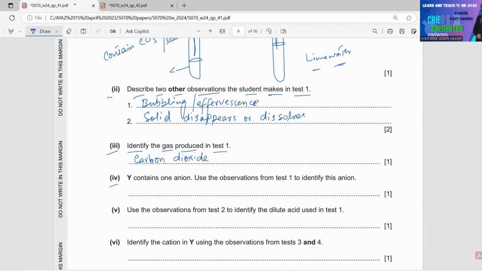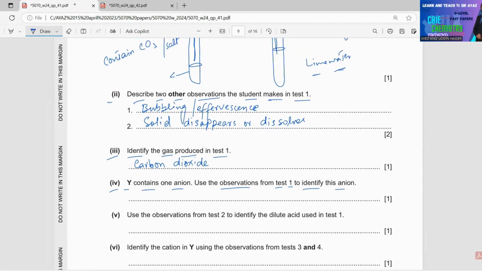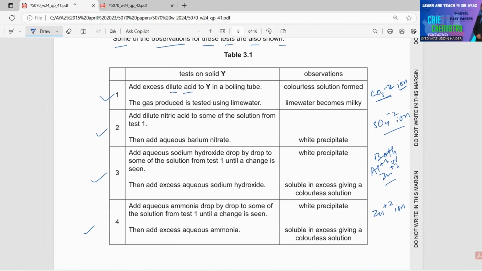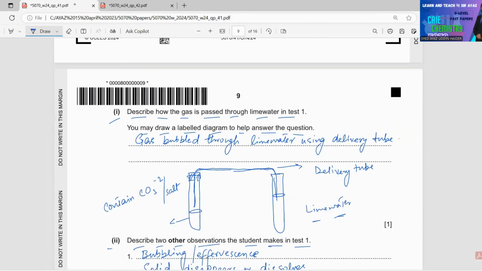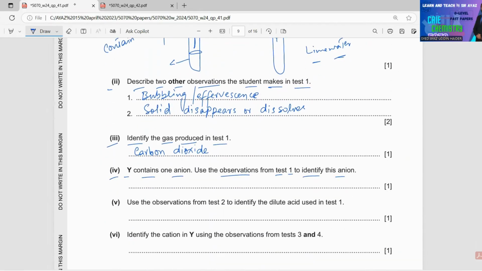Number 4, Y contains 1 anion. Use the observations from test 1 to identify this anion. It must be the carbonate ion, which is responsible for the production of this carbon dioxide gas when reacted with acid. So you write carbonate, or CO3 2-. Number 5, use the observation from test 2 to identify the dilute acid used in test 1.